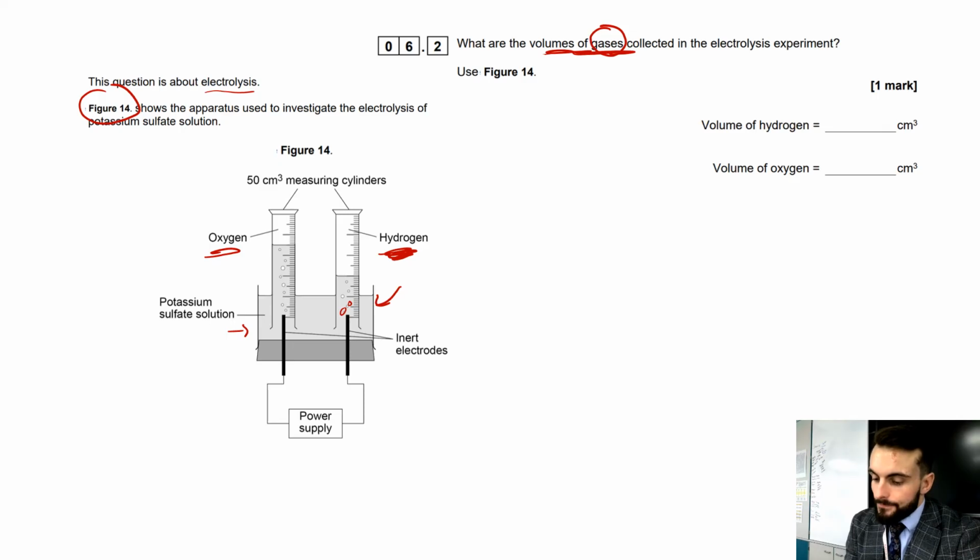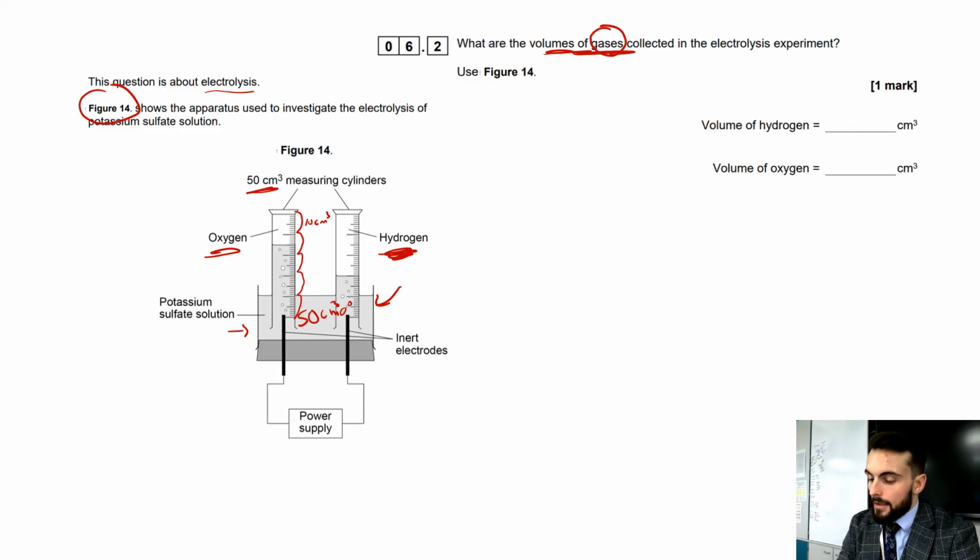It says the measuring cylinder measures 50 centimeters cubed of volume, so the very bottom line is 50. We need to figure out what these lines represent. How many big jumps is it to get to 50? 1, 2, 3, 4, 5. That means each one of these jumps is 10 centimeters cubed. So obviously half of that is 5.